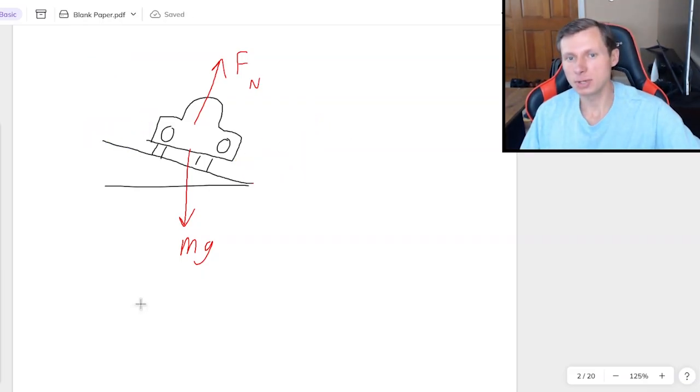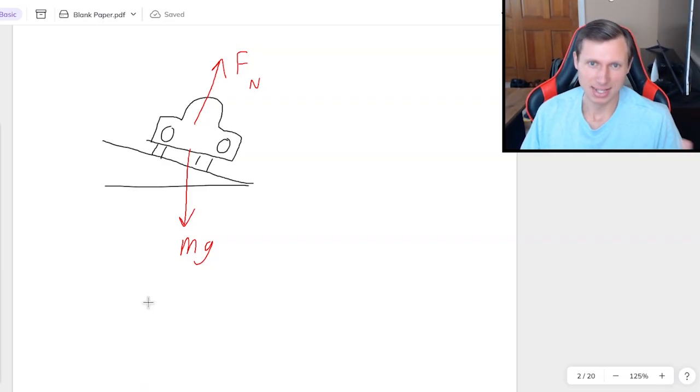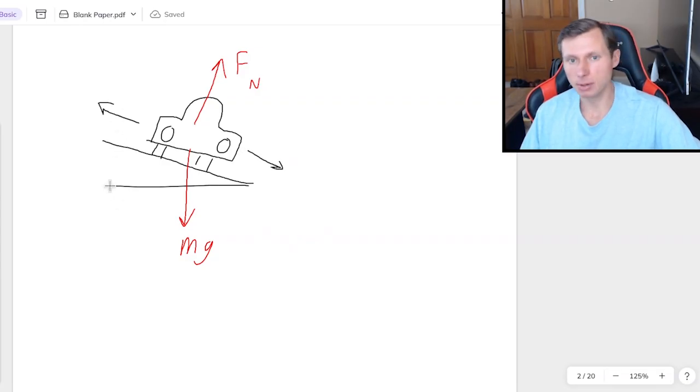Now, one thing you've heard me say before in other videos is that whenever you have a ramp problem, always rotate the diagram. And technically, that's not true. The reason why we were rotating the diagram is because the acceleration always pointed up or down the ramp. But for this problem, the acceleration does not point up or down the ramp because we do not want to move up or down. We want to stay in place.